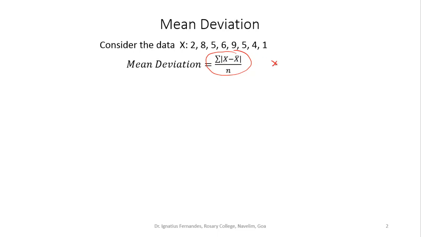X minus x bar here refers to the deviation of this x value from its mean, x bar. So we find out the deviation of each of these values from its mean, and we add these deviations. We are looking at the absolute value here, the modulus value. We take the sum of all these deviations and divide by n. N is the number of data points.